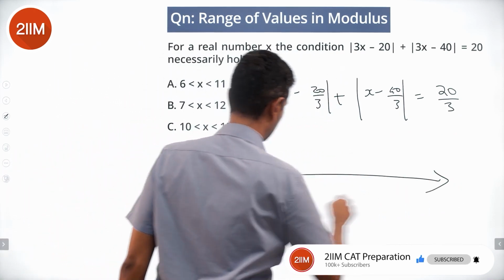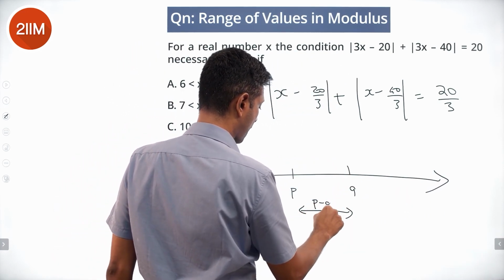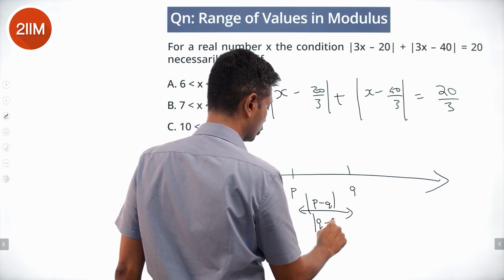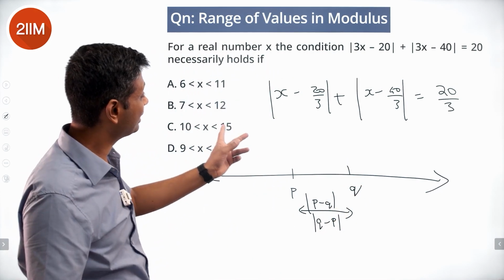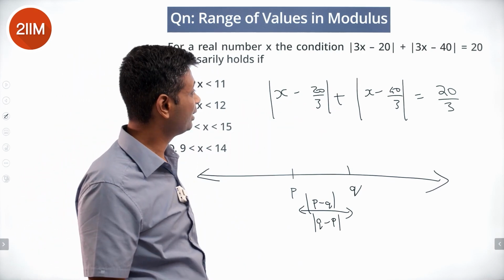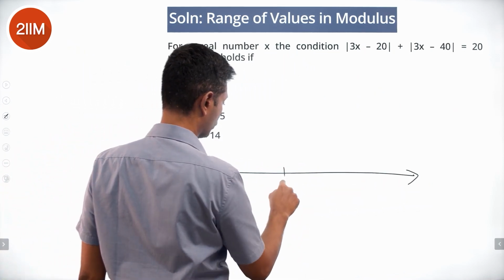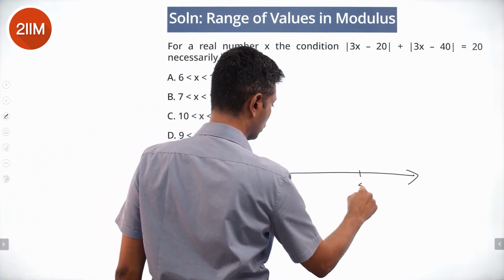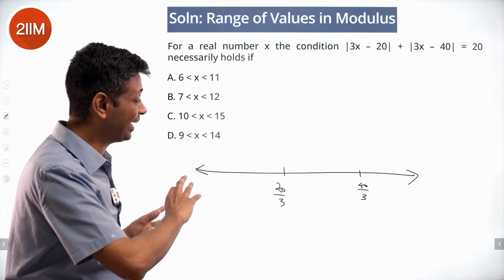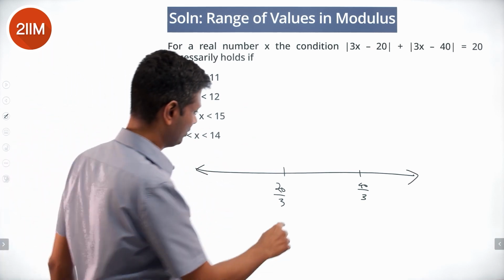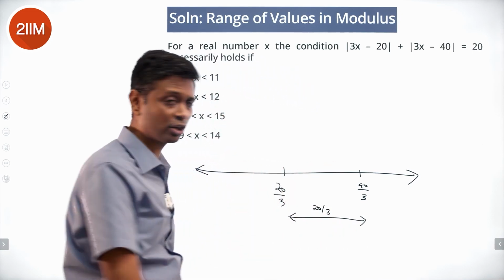We know that if you have 2 points P and Q, distance between them is modulus of P minus Q, which is nothing but modulus of Q minus P. Now we have 20 by 3 and 40 by 3. The distance between them should be 20 by 3. Let's think about this. I'm going to plonk 20 by 3 on the number line, 40 by 3 on the number line. Nice. Now x to this, x to that should add up to 20 by 3. This distance is 20 by 3, 40 by 3 minus 20 by 3.